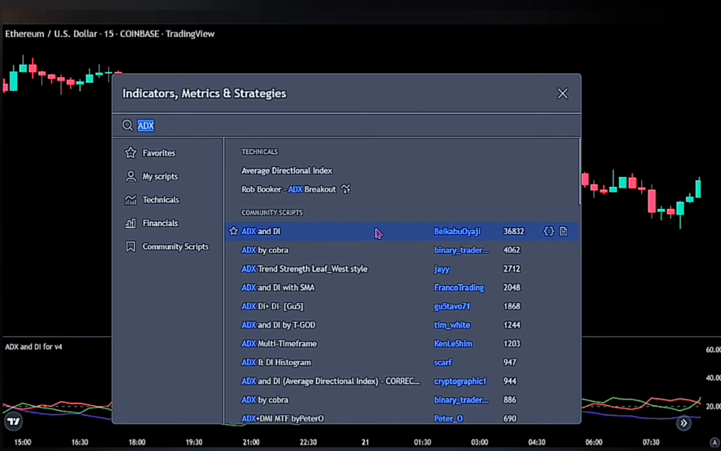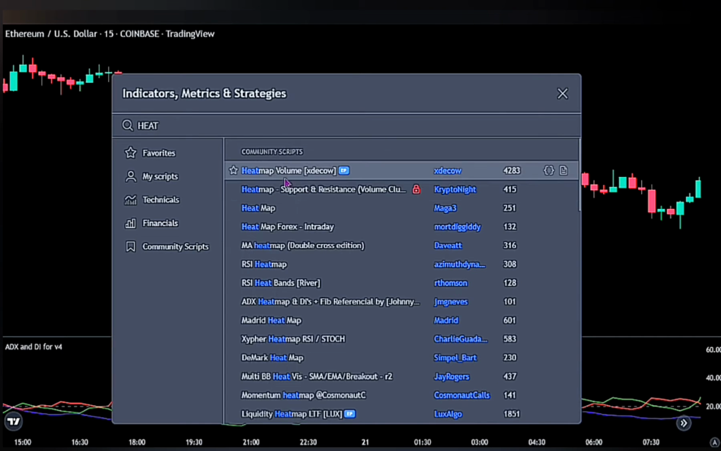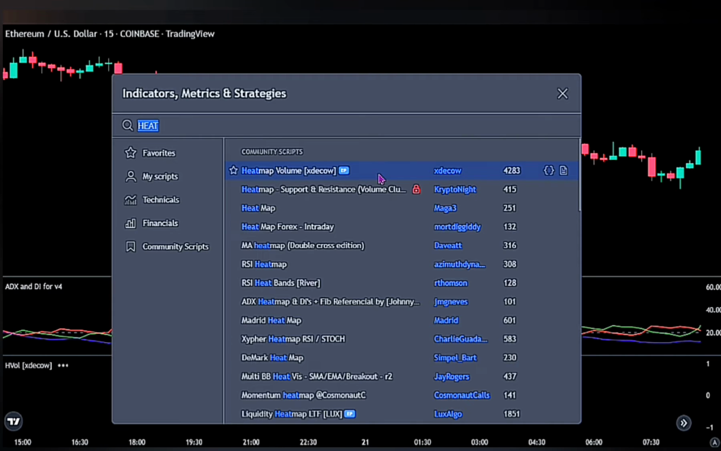Now for the second indicator, go ahead and search for the heat map volume. We will be using this one by XDECal. Like I said earlier, this is one of the best volume indicators you would see on TradingView.